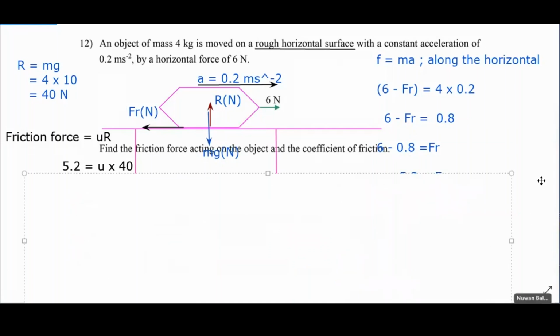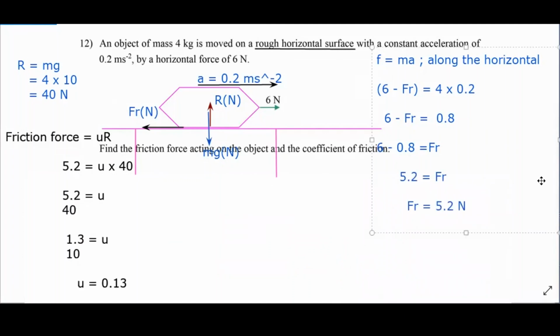Okay, dear? Right. So the complete answer to the question is here. If you want any more time to write the answer, please take the screenshot. The complete answer is here.